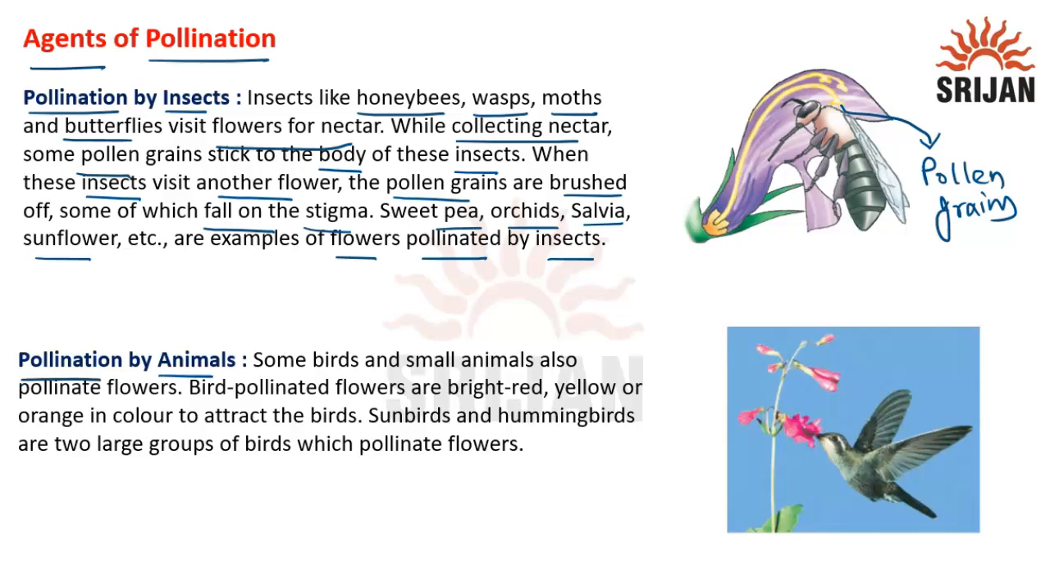Now, pollination by animals. Some birds and small animals also pollinate flowers, but these flowers are bright red, yellow, or orange in color to attract the birds. Now, sunbirds and hummingbirds are two large groups of birds which pollinate flowers.